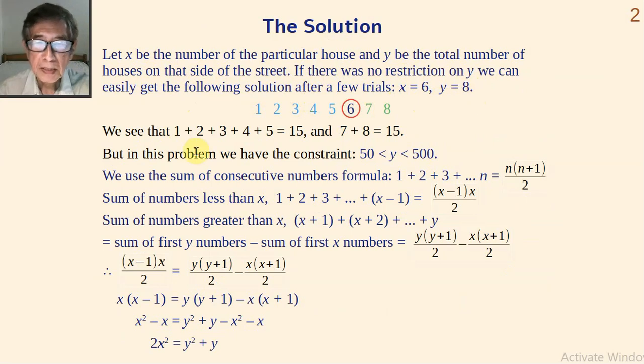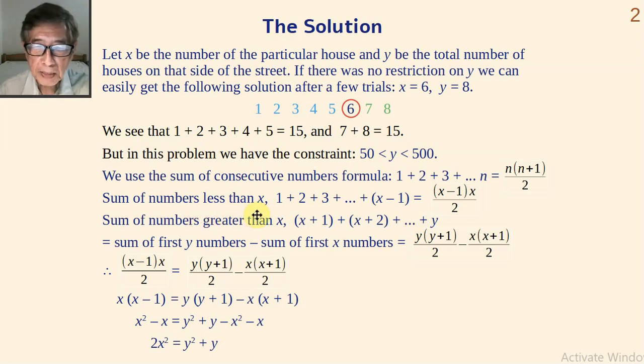We see that the numbers on the left side of house number 6 add up to 15. The houses on the right side add up to 15. And so these sums are the same. But in this problem, we have the constraint that y has to be between 50 and 500. We use the sum of consecutive numbers formula: 1 plus 2 up to n is equal to n times n plus 1 over 2.